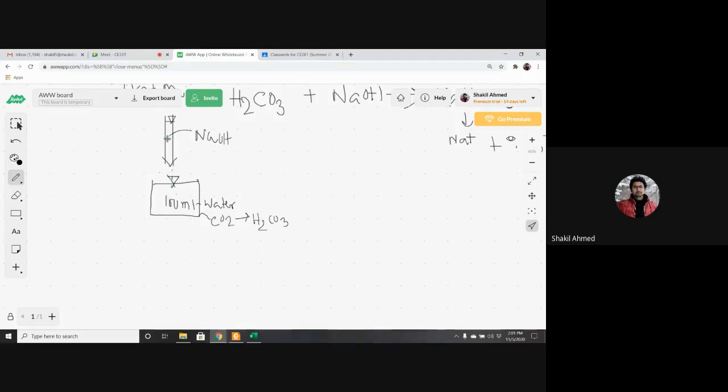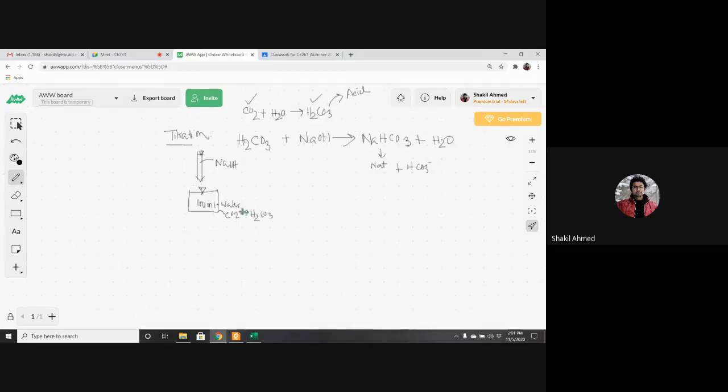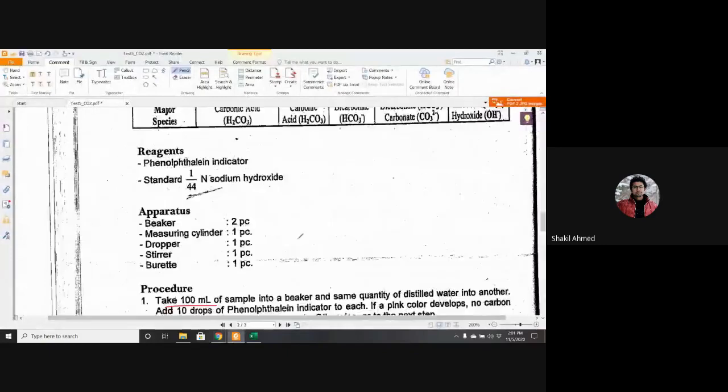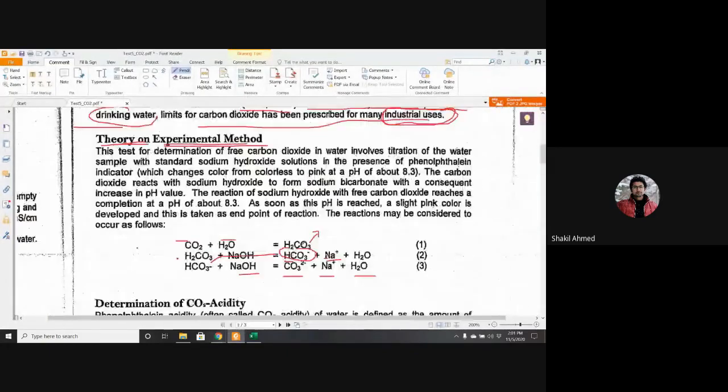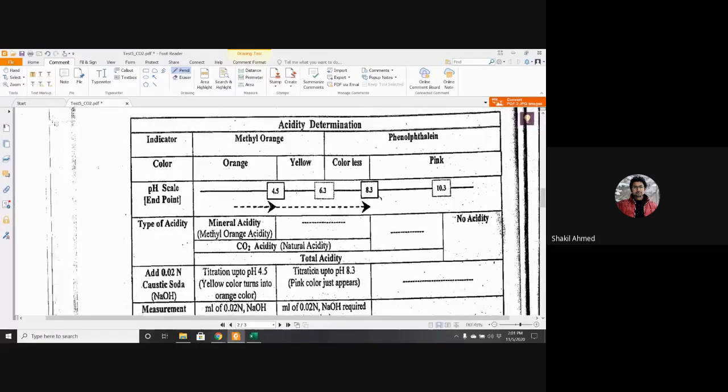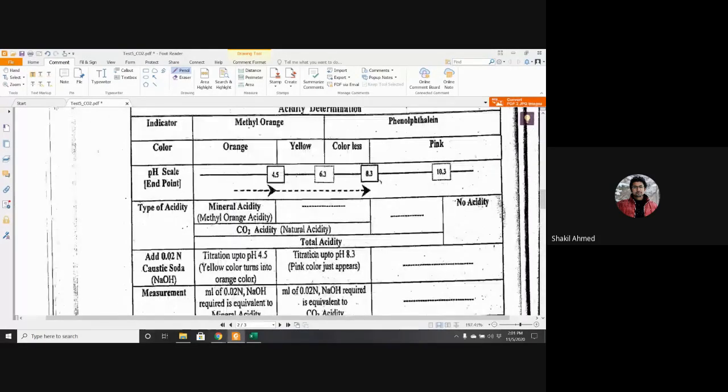Now the question is, when would you stop? When would you know that complete transformation of H2CO3 has been done by the sodium hydroxide? You need an indicator, am I right? Yes, sir. The indicator will change the color, I think. Let's look at the table now. Need some idea here. We know this table, by the way, the acidity table.